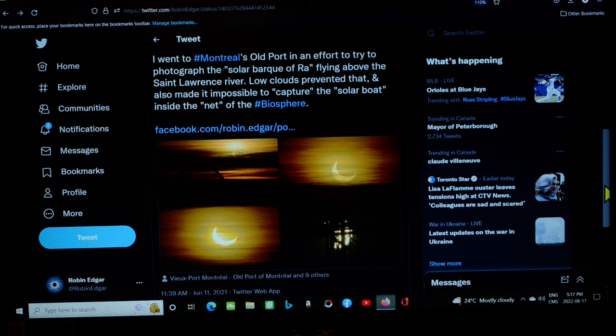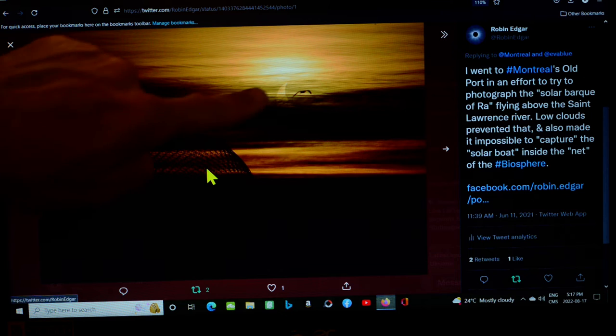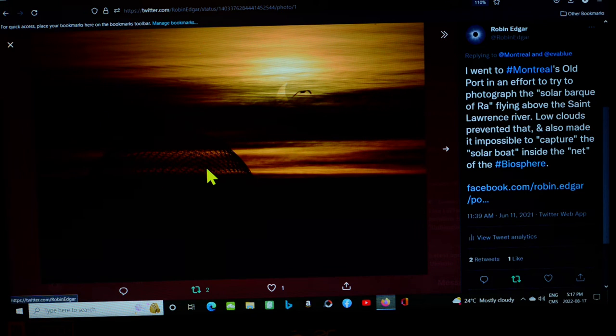Because I did actually want to get an image where the sun was on the other side of the biosphere. But as you can see, the clouds were very thick. It didn't really become visible until it was above the level of the biosphere. So I didn't get the shots I wanted. And from Montreal, I could not get the sun right at the water. For that, I would have had to go to Lake Ontario or the ocean.